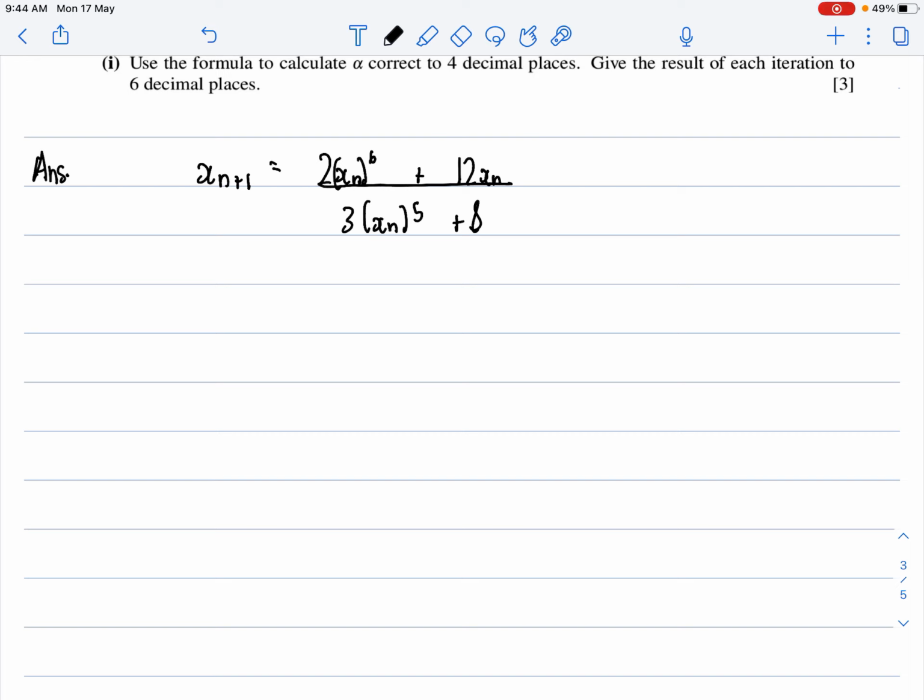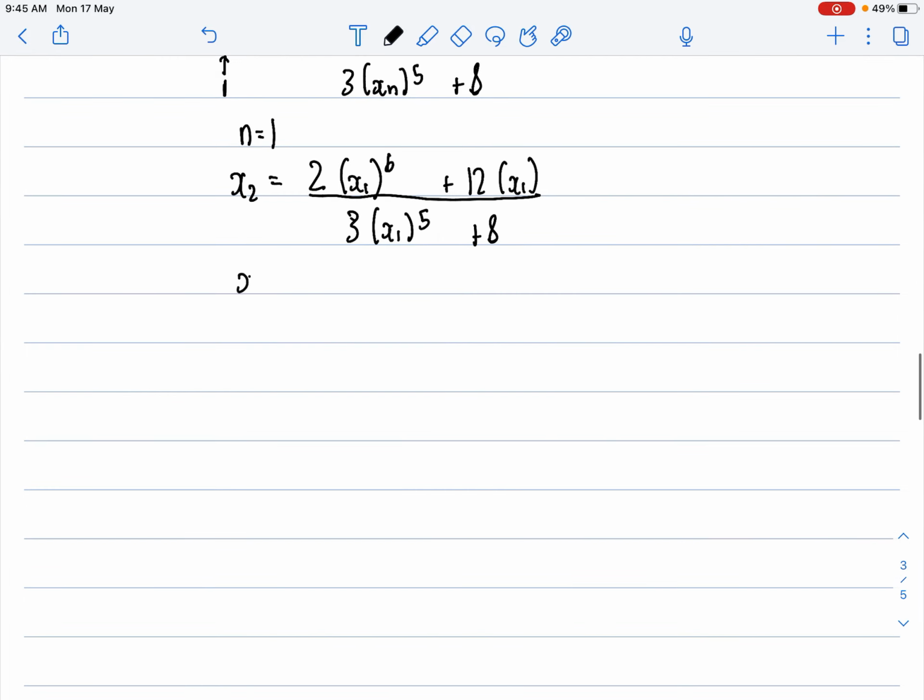So if I want to calculate x2, I know my n needs to be 1 here. Correct? So that I get my value as x2. So I can write this as x2 equals 2x1 raised to 6 plus 12 into x1 over 3x1 raised to 5 plus 8. So now I can say x2 is equal to, in the place of x1, I know my x1 is 2. So 2 raised to 6 plus 12 into 2 over 3 into 2 raised to 5 plus 8.